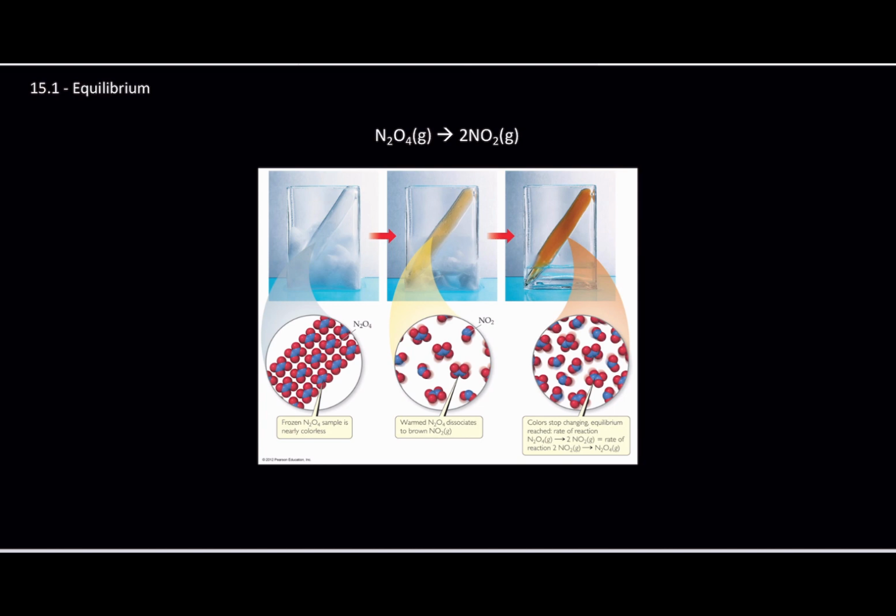Hello AP Chemistry and welcome to Chapter 15, Equilibrium. In the previous chapter, we talked about the concept of kinetics, how quickly a reaction occurs, the change in concentration per unit time. It was important that we knew the units of what a rate was: change in concentration per change in unit of time.